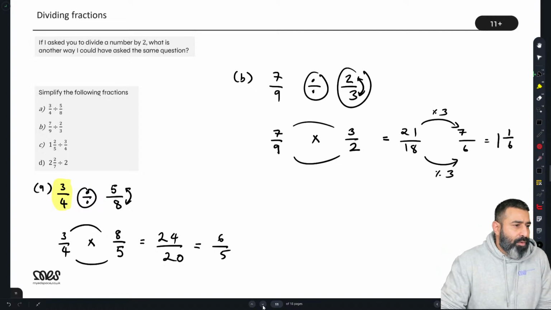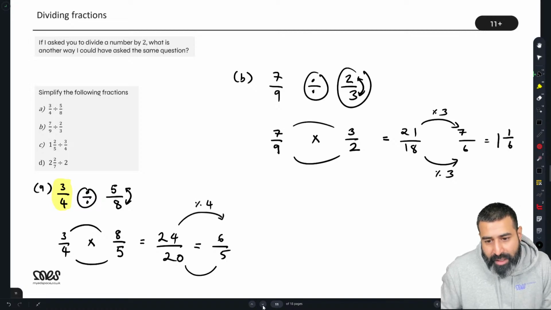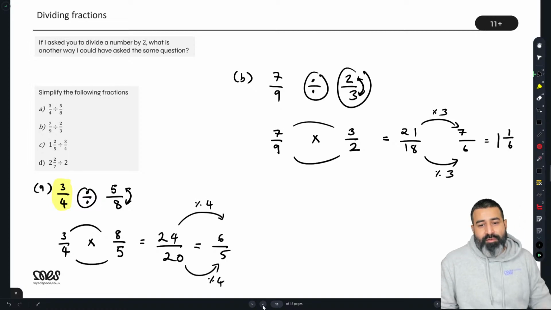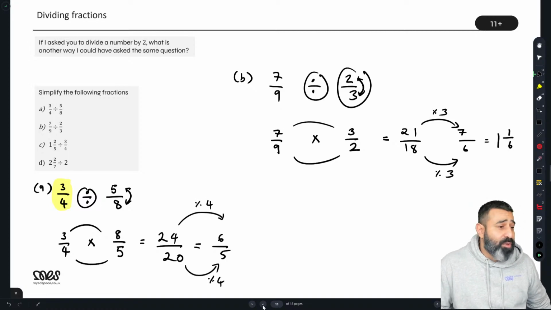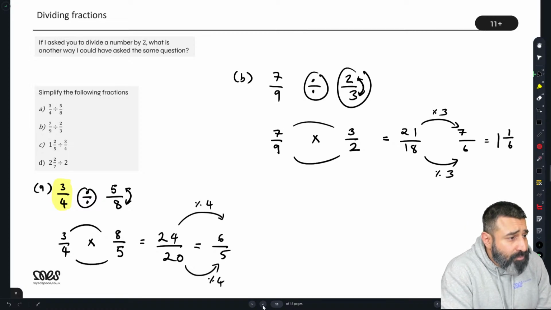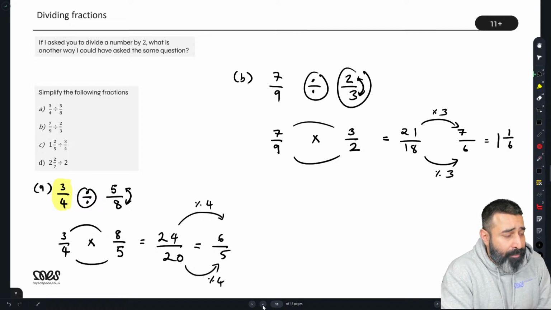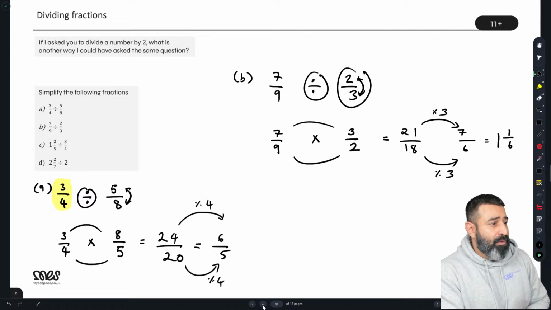How does 24 over 20 make 6 over 5? Okay, you tell me. So if we divide that one by 4 and that one by 4, so 4 goes into 20 5 times, 4 goes into 24 6 times, done. Okay. Here, yeah, absolutely. We didn't. I've just said that. We didn't have time to do it, so we will do those as an extra video, okay? So you're welcome. Right, we will leave it there.